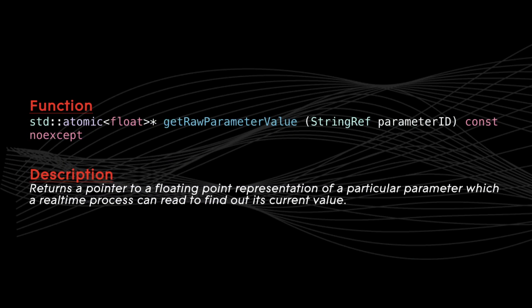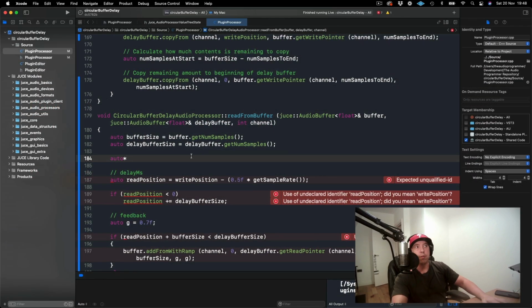And we see that this returns a std atomic float pointer. Okay, so this is how we actually get the value back from our parameter list. So we have this parameter list. At the moment, it only has two parameters. It has the feedback parameter and delay in milliseconds parameter. And what I can do is I can use the parameter ID to actually grab the value back when I need to use it for something. So that's what I'm doing now.